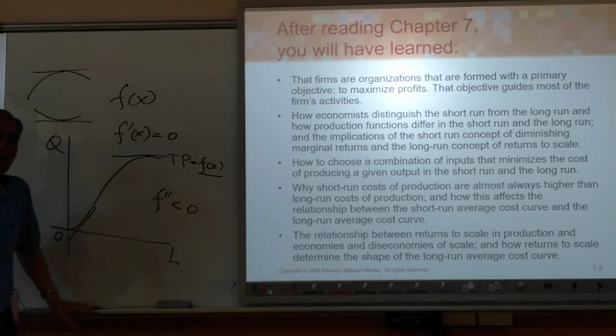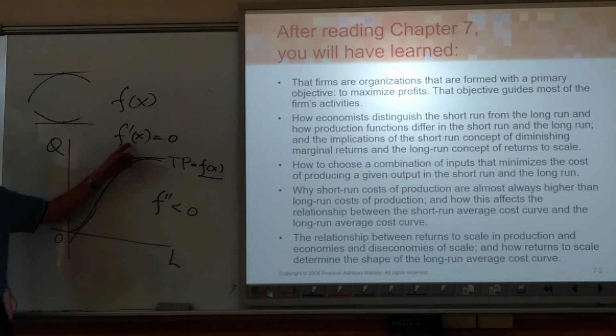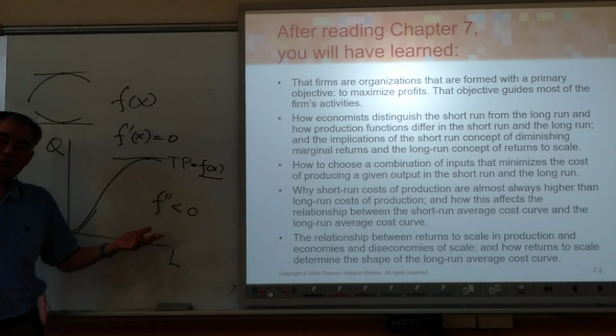So as a matter of fact, if you want to make sure that what you get is a maximum, there are two conditions. The first one, f prime has to be equal to 0. The second, f double prime has to be less than 0. Later on, we're going to show you that for a firm to maximize profit, you have to make sure these two conditions are all met, okay?